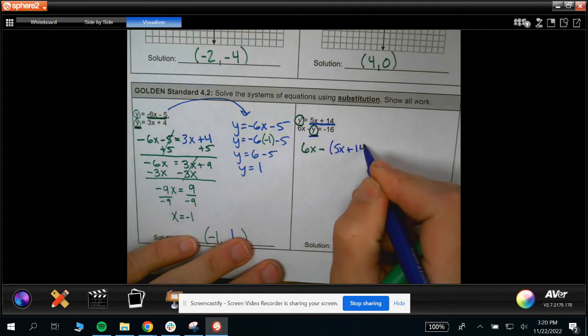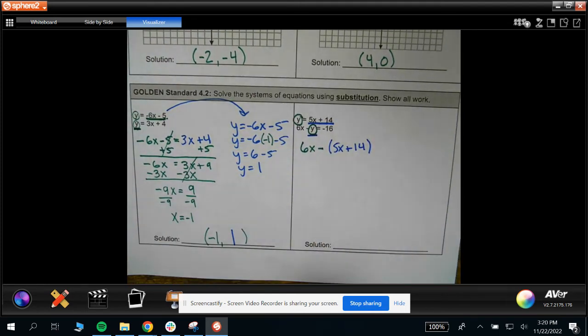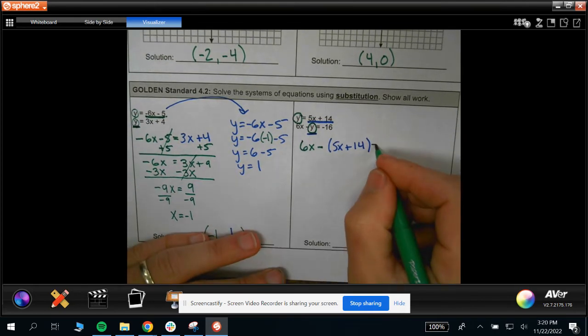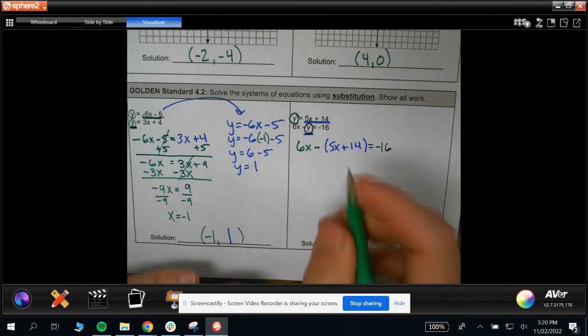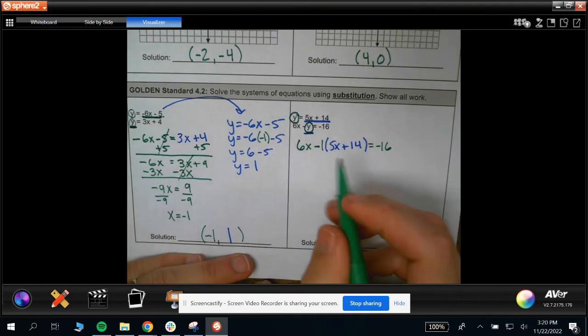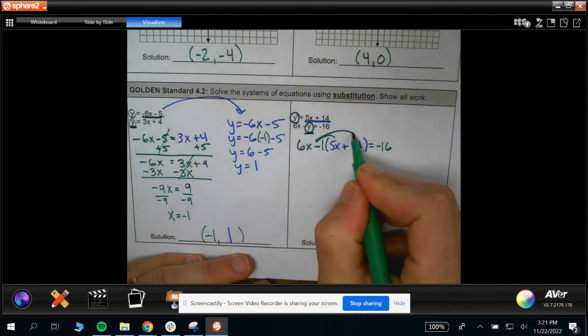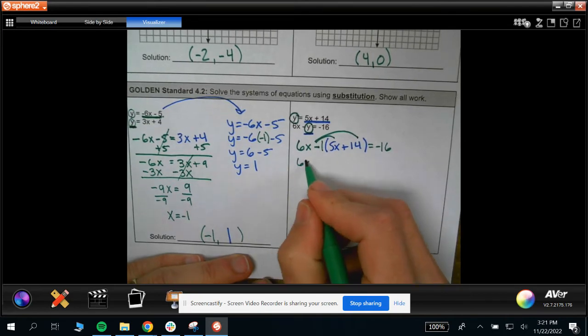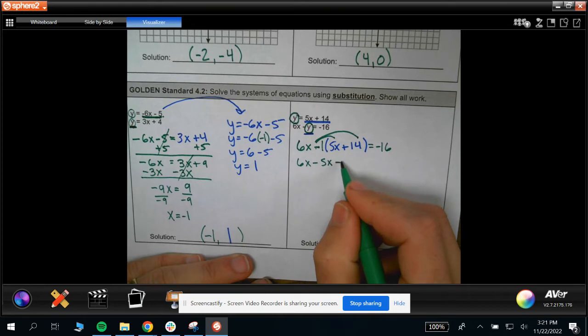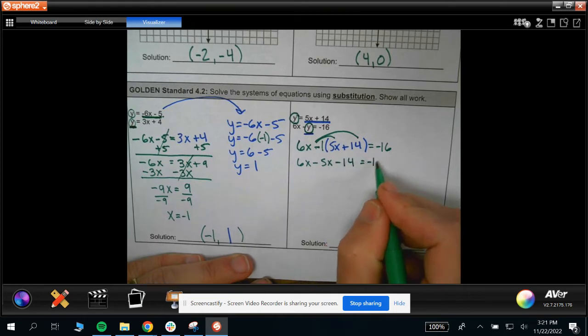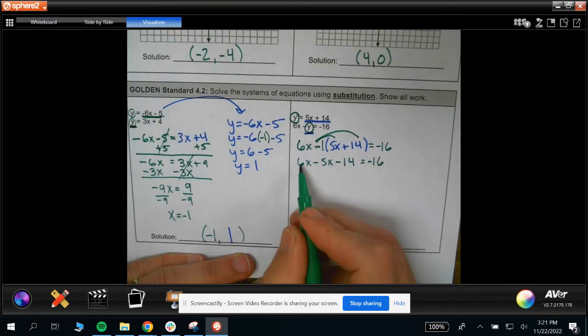5x plus 14. Now be careful here. Ooh, I should finish off my equation. Equals negative 16. What's hiding right here? There's a little negative 1 hiding right there. Don't forget about that. We have to distribute it. So let's rewrite this. 6x, negative 1 times 5x is minus 5x. Negative 1 times 14 is negative 14. Equals negative 16.